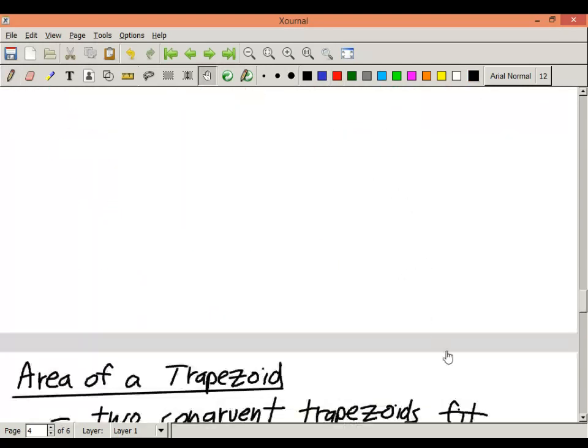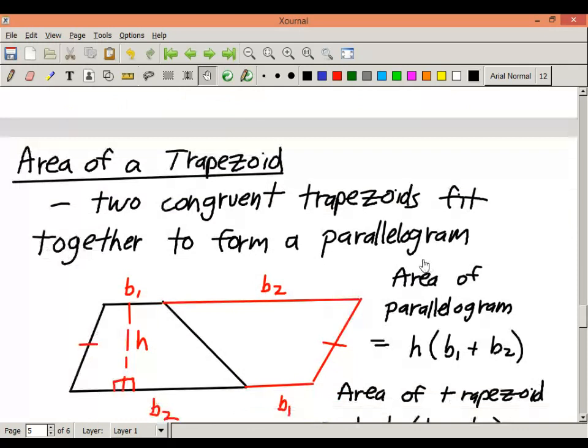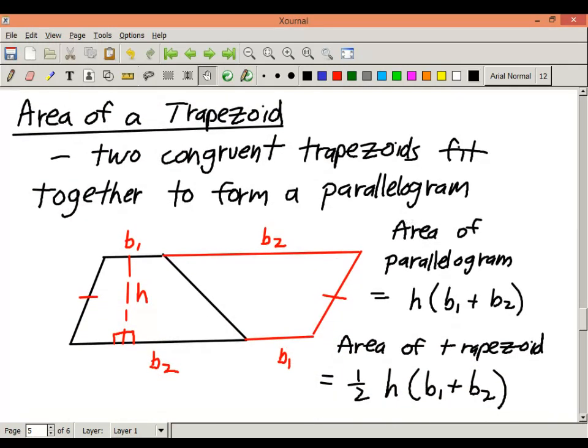Finally is the area of the trapezoid. We remember that a trapezoid is a four-sided figure, so it's a quadrilateral with one pair of parallel sides. And so just like in the previous situation, if you take two congruent trapezoids and fit them together, you're going to make up a parallelogram. So if I take this black trapezoid and make a copy of it and turn it upside down and stick it up against this first one we had, then you got a shape there, which is a quadrilateral.